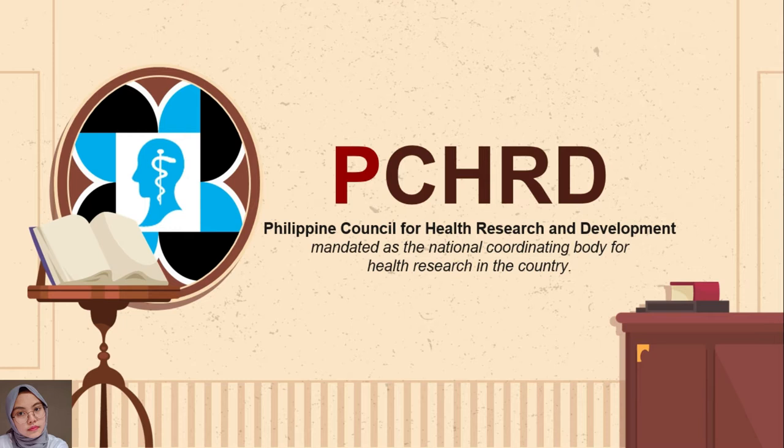The PCHRD was created on March 17, 1982 through Executive Order Number 784, and in 1987, Executive Order Number 128 reaffirmed its existence and relevance. This directive reorganized the National Science and Technology Authority into what is now the Department of Science and Technology. Basically, PCHRD is mandated as the national coordinating body for health research in the country.